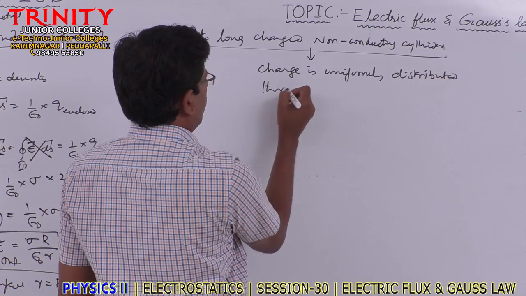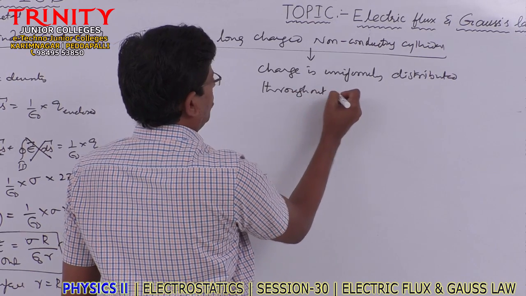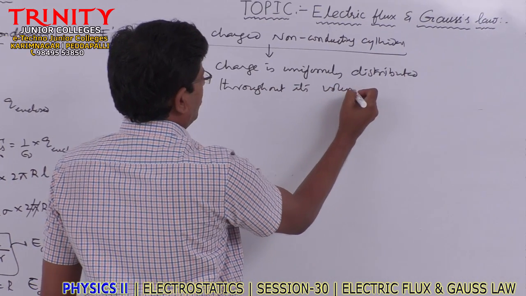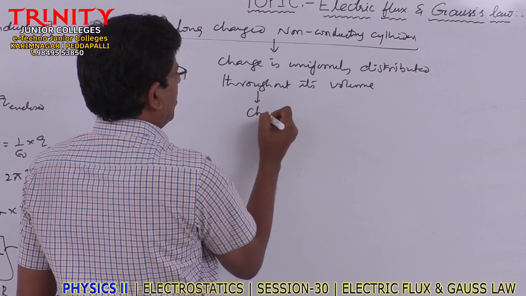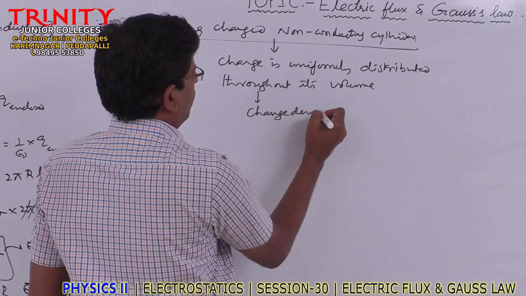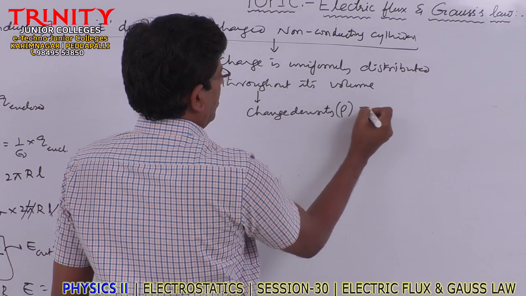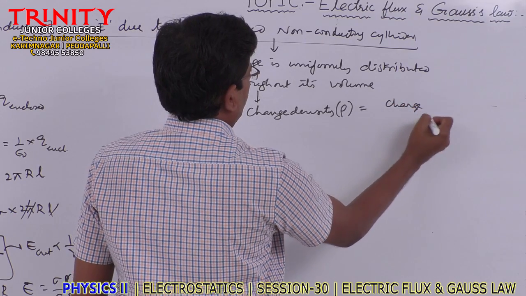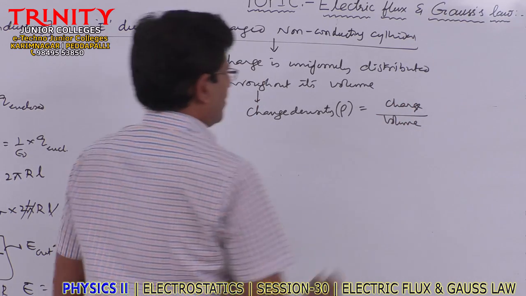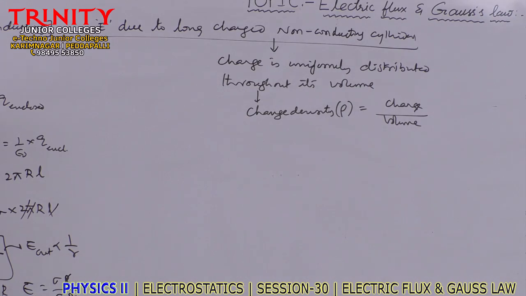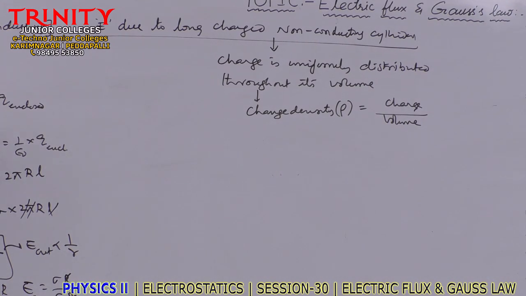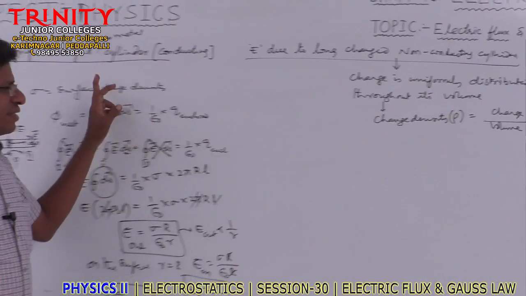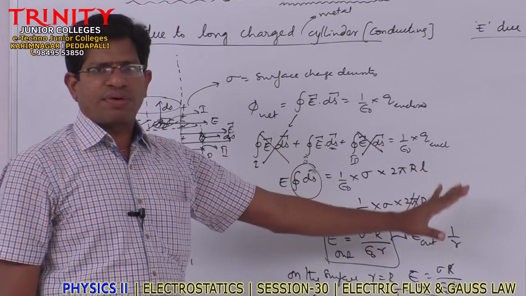So immediately the parameter we define is the volume charge density rho, that means charge by volume. So this is the difference. Previously we defined sigma. Why sigma there? Because the charge is residing on the surface. Now the charge is spread throughout the volume.